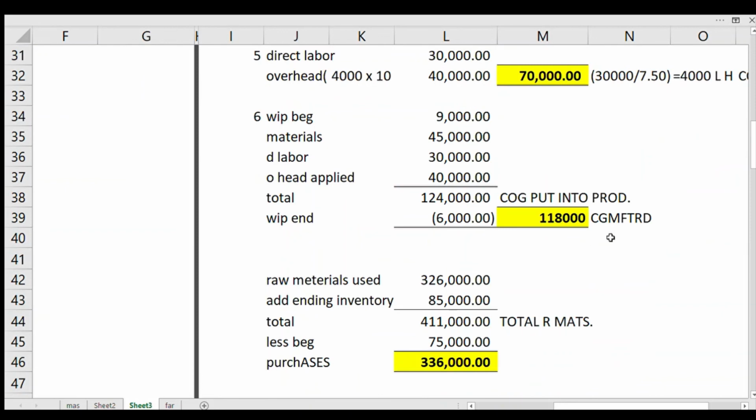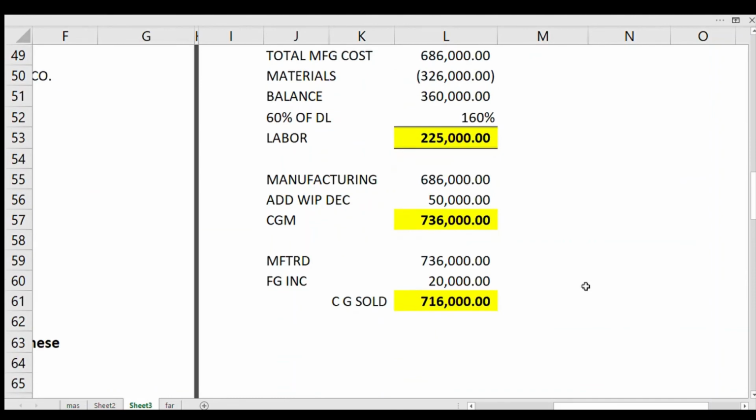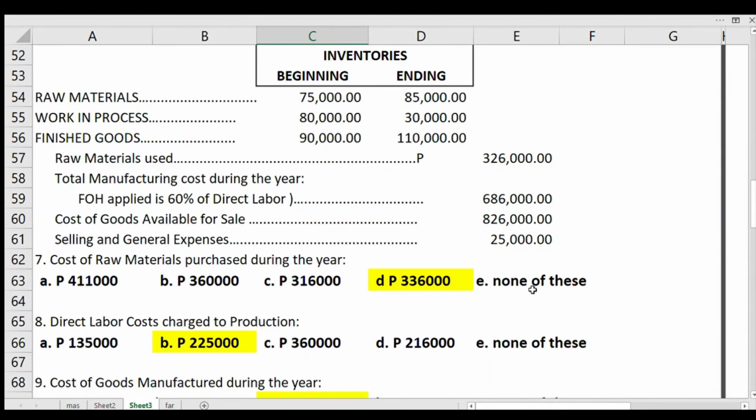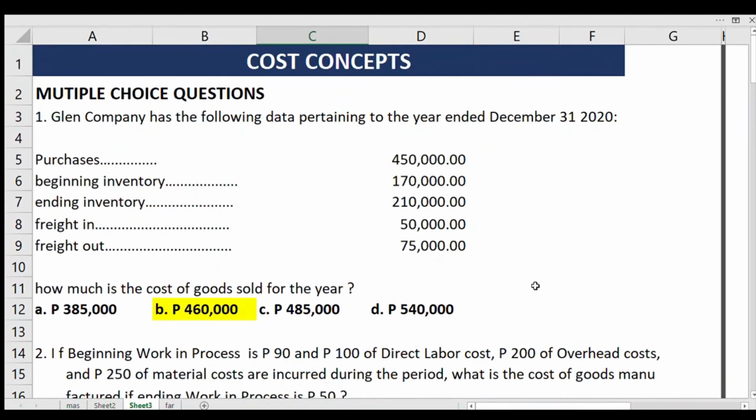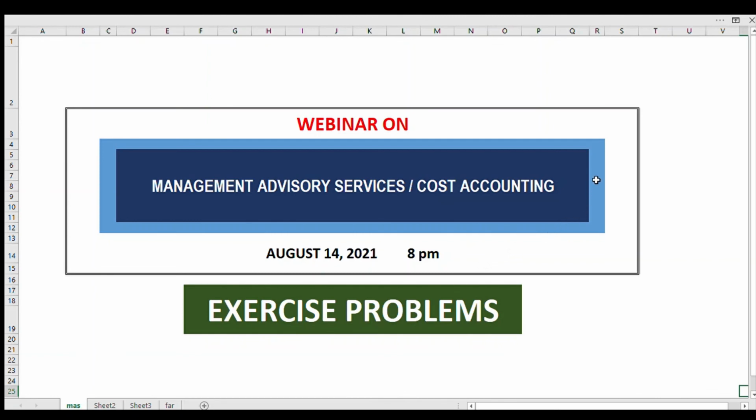So that's one informal and simplified lecture on these problems given in the exercises, based on the theories under your management advisory service and cost accounting. So that's only for now, and see you again for another simplified lecture of this type.